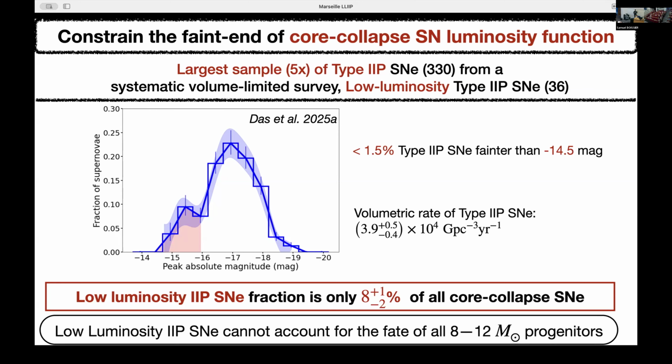The main takeaway point is that these low luminosity 2P supernovae can account for less than around 9% of all core collapse supernovae. So they clearly cannot account for the fate of all 8 to 12 solar mass progenitors. This was a bit surprising given that you expect 8 to 12 to account for half of all massive stars, and type 2 supernovae are the majority of core collapse supernovae.